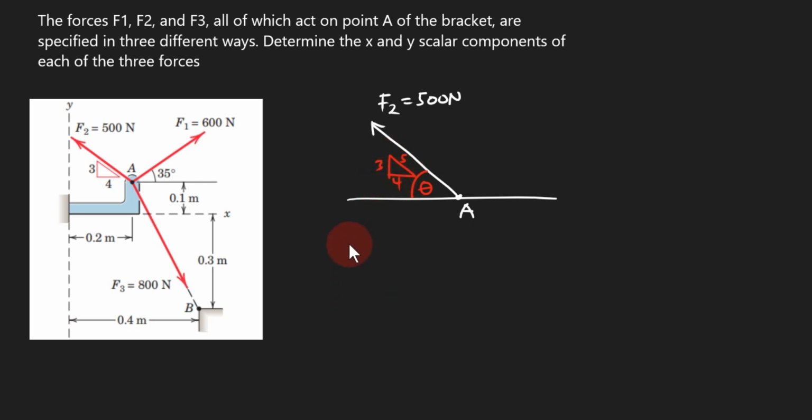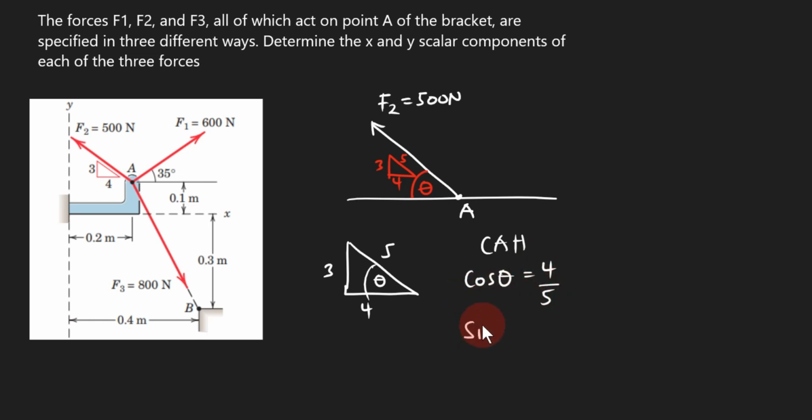For this small triangle, let me redraw it here. So you have this side to be 4, this side to be 3, and then this side to be 5. Then you have theta here. Let's take cosine of this angle theta. It will be equal to the adjacent side over the hypotenuse, right? And the adjacent side is 4, and the hypotenuse is 5. So let's take sine of this angle, which will be equal to opposite over hypotenuse, that was 3 over 5.